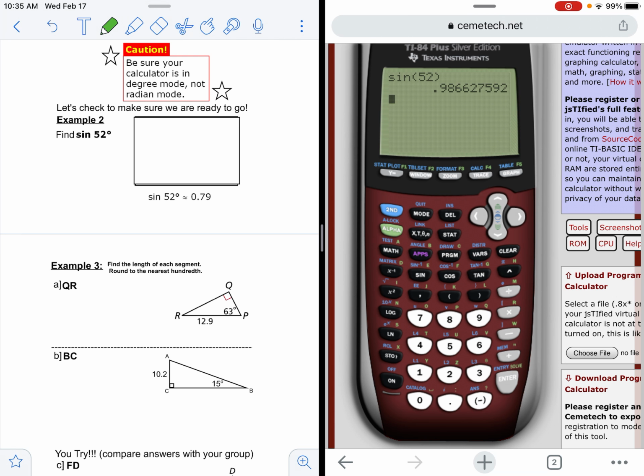It says SIN. And then 52. Enter. And I did not get 0.79. If you did, you're ready to go. If you did not get 0.79, that means your calculator's in the wrong mode.